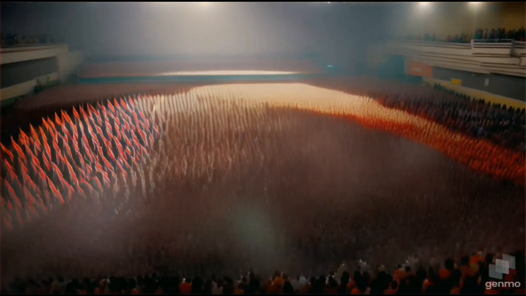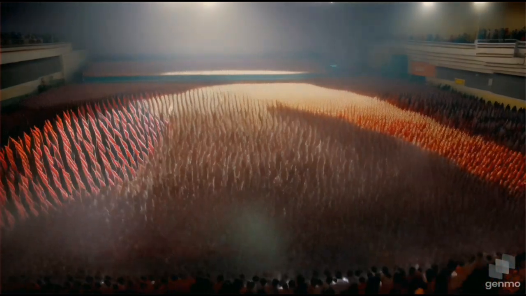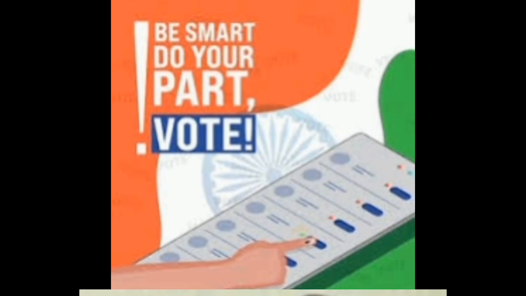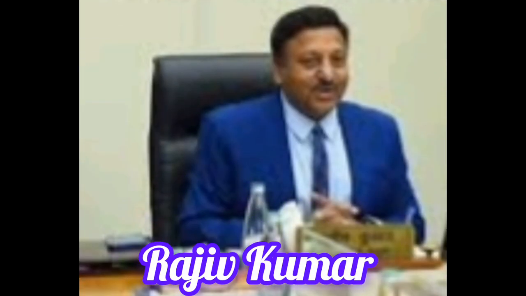Another important role of Election Commission is voter education and awareness. The Commission conducts various voter awareness programs to educate citizens about the electoral process and the importance of voting. Overall, the Election Commission of India plays a crucial role in upholding the democratic values of the country and ensures that elections are conducted in a free, fair, and transparent manner. Present Chief Election Commissioner of Election Commission of India is Rajiv Kumar.